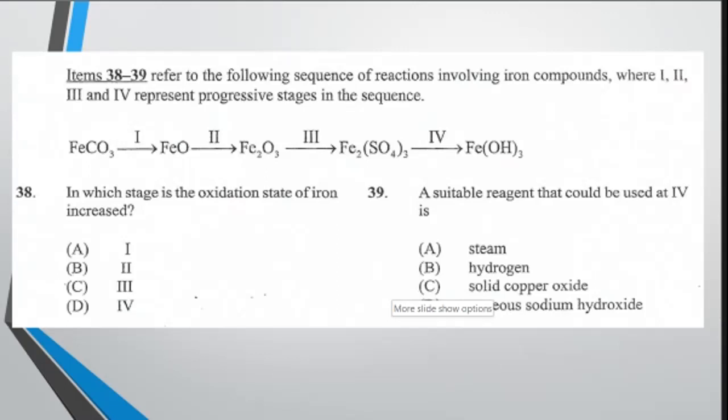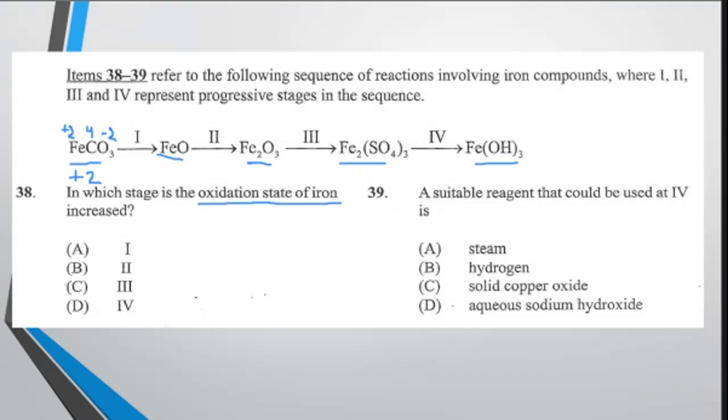So in which stage is the oxidation state of iron increased? We need to find out what the oxidation number of iron is here, there, here, here, and there. How are we going to do that? Oxygen is -2, so this is 3 times 2, which is 6. Therefore, carbon is most likely +4, and iron here is most likely +2. So Fe in this first state is in its +2 state.